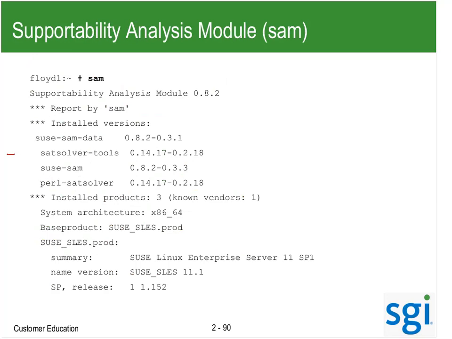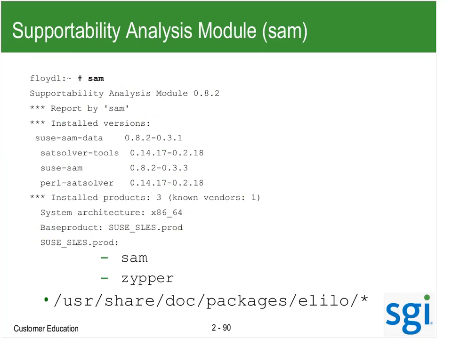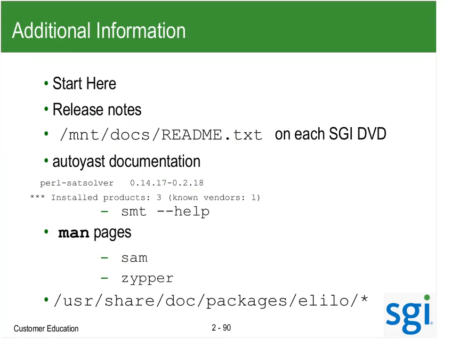Another new tool, if you haven't seen this yet, is SAM, Supportability Analysis Module. It's kind of like the old SPIDENT, S-P-I-D-E-N-T command that we had in SLES 10. So that's another good inventory tool. Tells you what RPMs are loaded, what distributions are loaded, all that sort of information. And then various additional information.